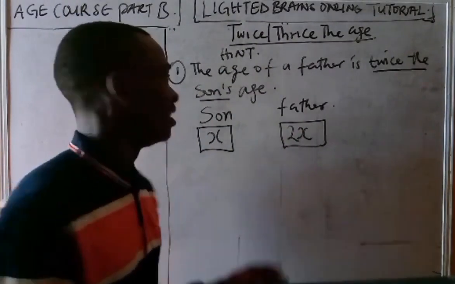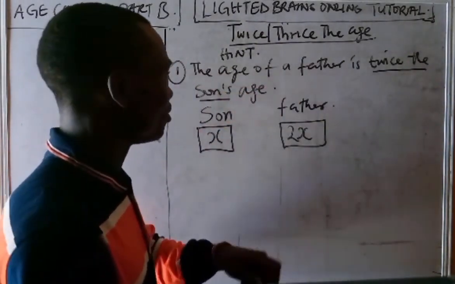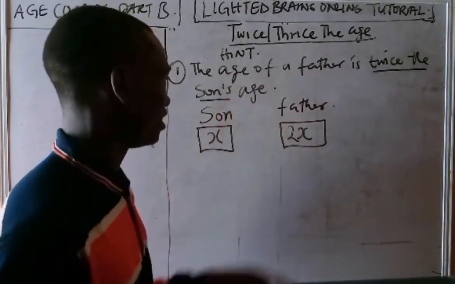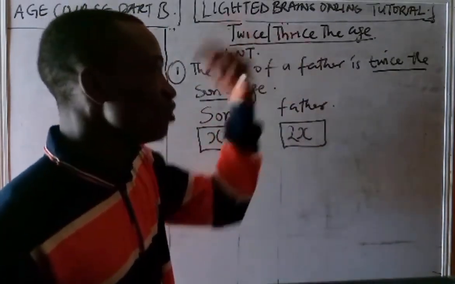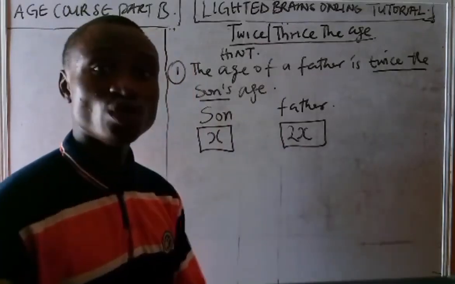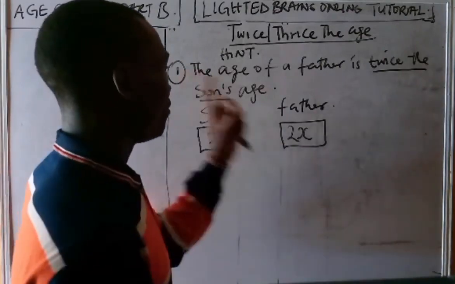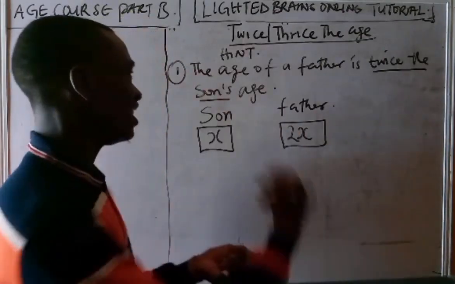It's not hard, right? They said the age of a father is twice the son's age. The age of a father is 2 times the son's age. So what you have to do is to keep the son's age as S, because we don't know it. Yes, what you don't know, you keep it as S, right? So the father's age is what? 2 times the age of the son.